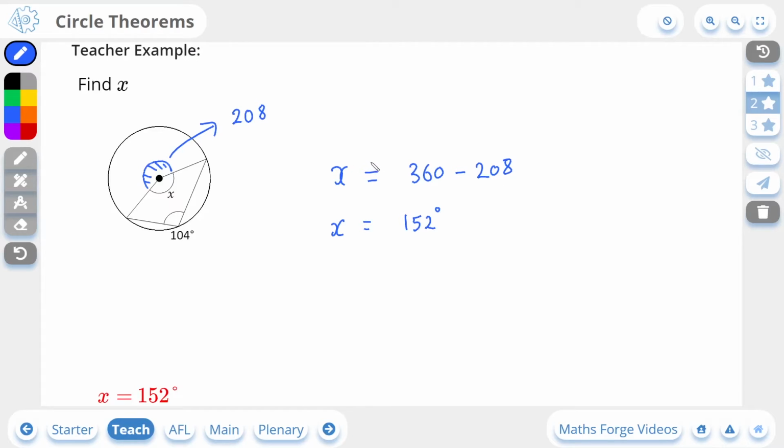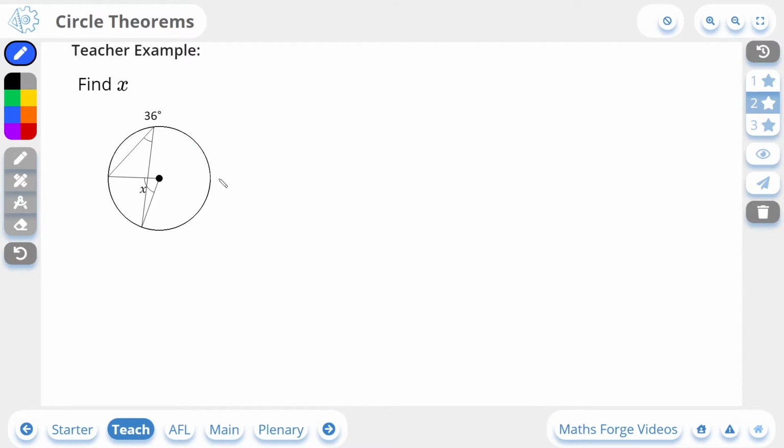So the explanation for this circle theorem would be the angle at the center is twice the angle at the circumference, and the total angle around a point is 360 degrees. So there are two explanations for you to get to the answer here. And I'll show you one more 2-star example of this arrowhead circle theorem that doesn't look like an arrowhead.